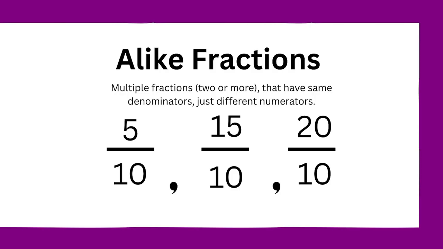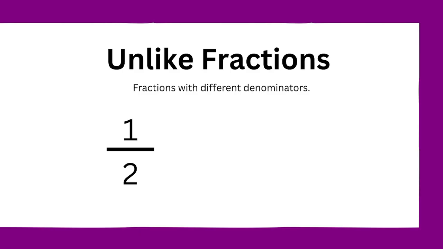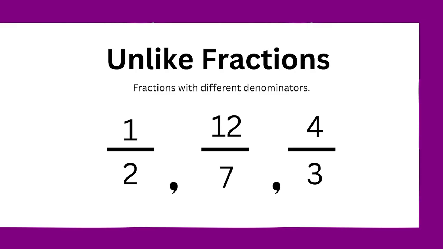That's all alike is. Now, if we wanted to talk about unlike fractions, then we know that these are fractions with different denominators. They're the opposite of alike fractions. Their denominators are not alike at all when you compare them to two or more fractions. So I have 1 over 2, 12 over 7, and I even have 4 over 3. As I see, they all have different denominators. These are unlike fractions. And I don't believe any of these are equivalent to each other either. So they are unlike fractions.